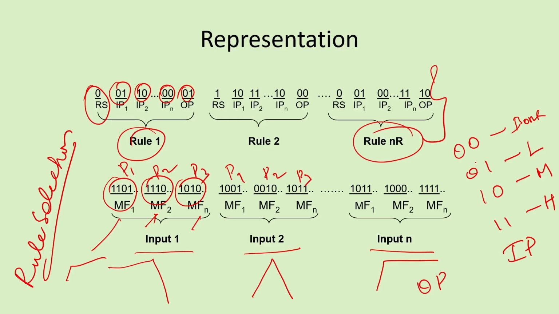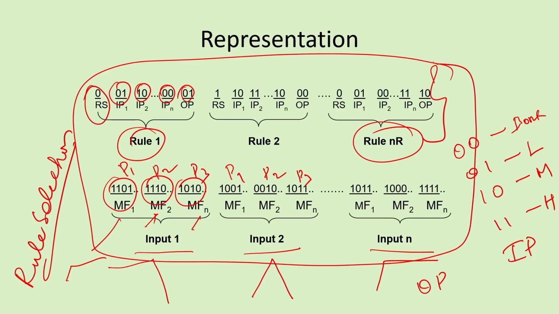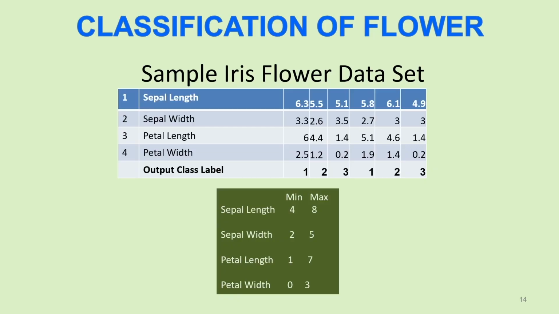These zeros and ones represent binary numbers, and based on the principle of genetic algorithm, this binary number is converted into the equivalent real values, and then the system is evaluated. Classification of iris data. This iris data is very commonly studied data, which you can find in the UCI machine learning repository, and this data has 4 input variables and 1 output variable.